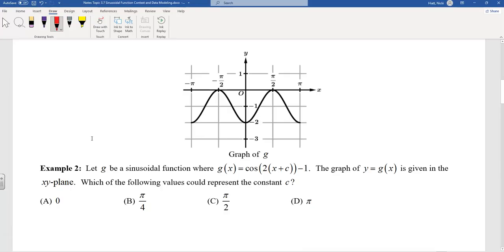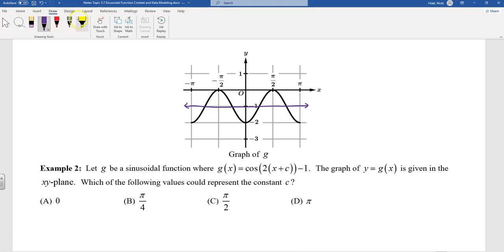Okay, if we look at example 2, it says let g be a sinusoidal function where g of x equals cosine of 2x plus c, minus 1. The graph of y equals g of x is given in the xy-plane. Which of the following values could represent the constant c? For this problem, again, I always like to draw that midline in first. The midline helps you get a bearing of what are maximum points, midlines, and minimum points. Those are your key features there.